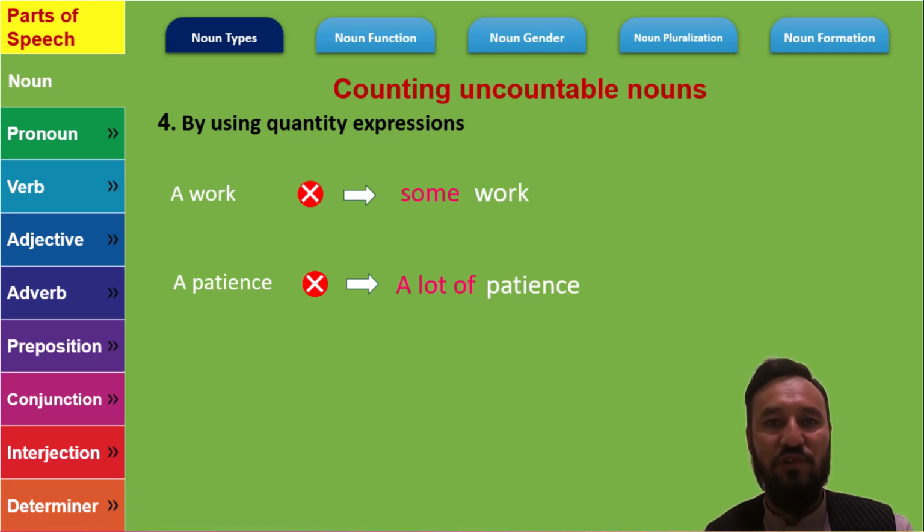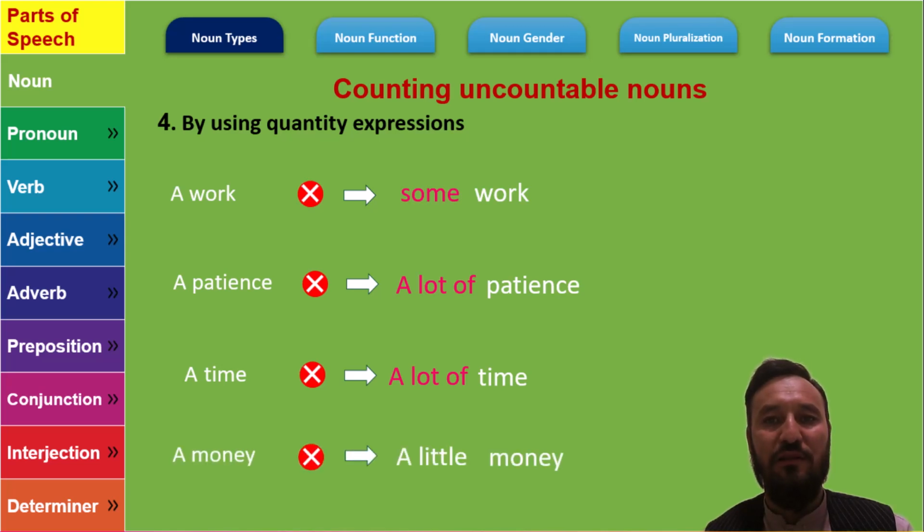Instead of the imprecise a time, you should say a lot of time. A lot of here quantifies the duration. Instead of the incorrect a money, you should say a little money. A little is a quantity expression indicating a small amount of money.